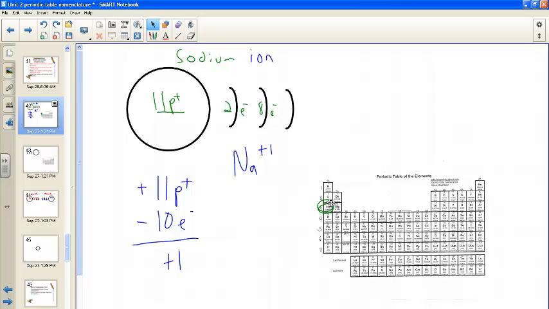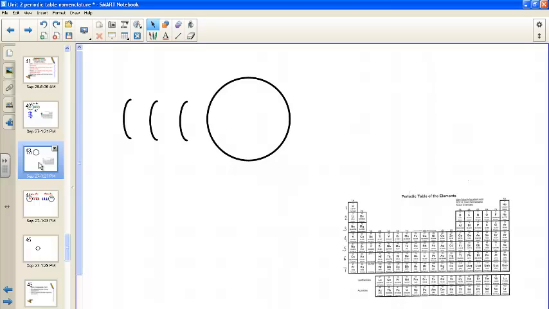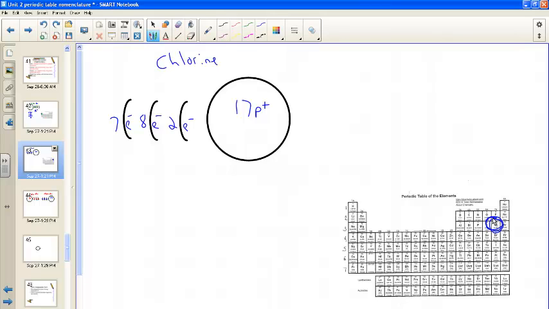Let's look at another atom you're familiar with. Chlorine, which is found over here in the halogens. Chlorine has 17 protons, which also means that it has 17 electrons. Since it has the same number of protons and electrons, it would be called the chlorine atom. When I look at its outer or valence shell, what I can see is it has 7 electrons. It's just 1 away from being a full outer shell.